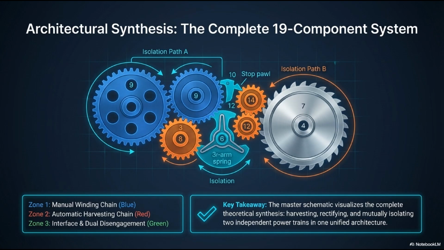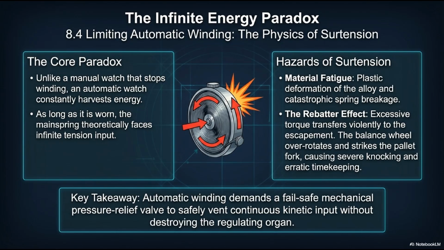The system autonomously harvests, rectifies, and mutually isolates two completely independent powertrains in one unified, brilliant architecture. We have successfully managed the dual inputs. But now we face a problem with the output. This is the infinite energy paradox, and we must limit automatic winding by mastering the physics of surtension.